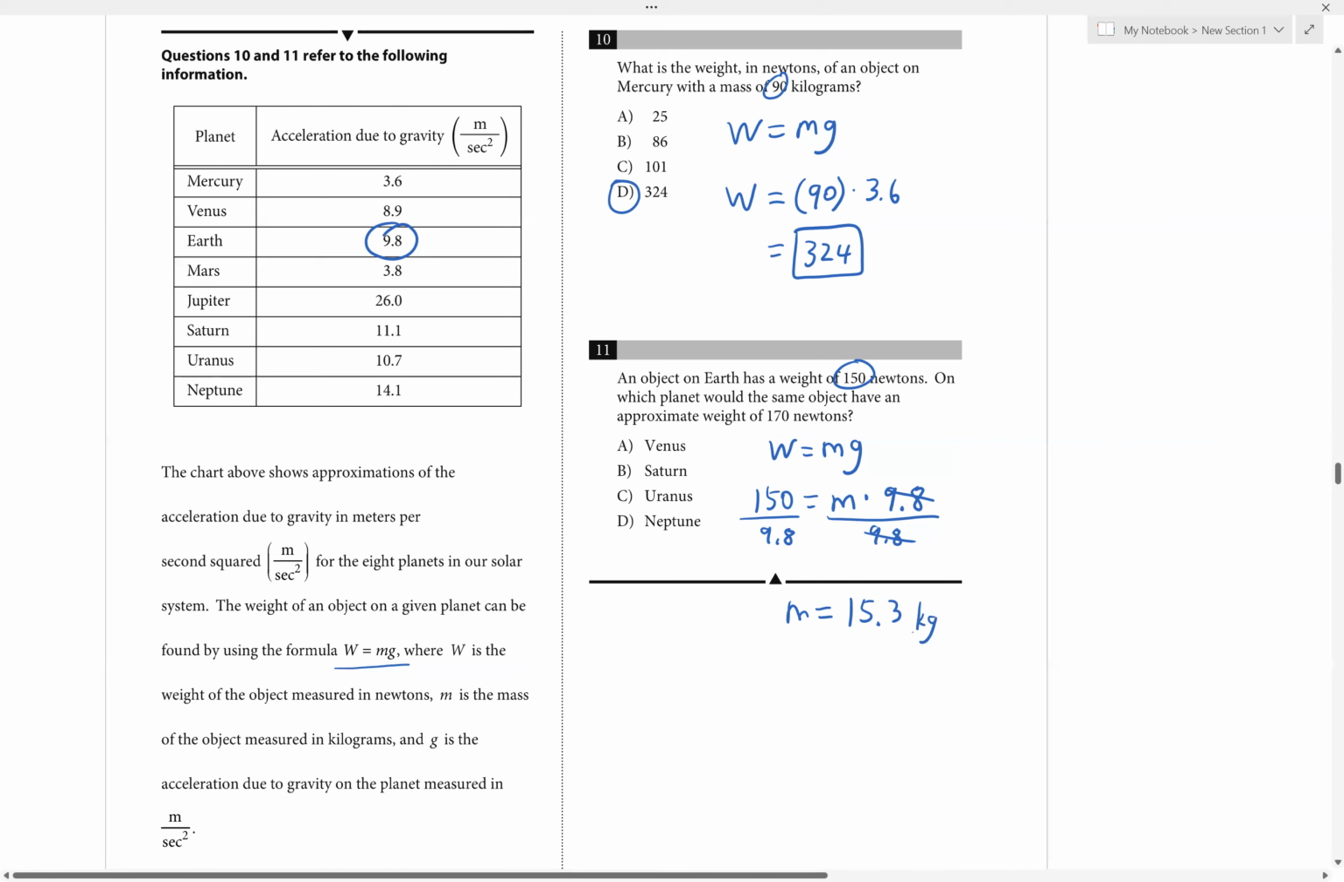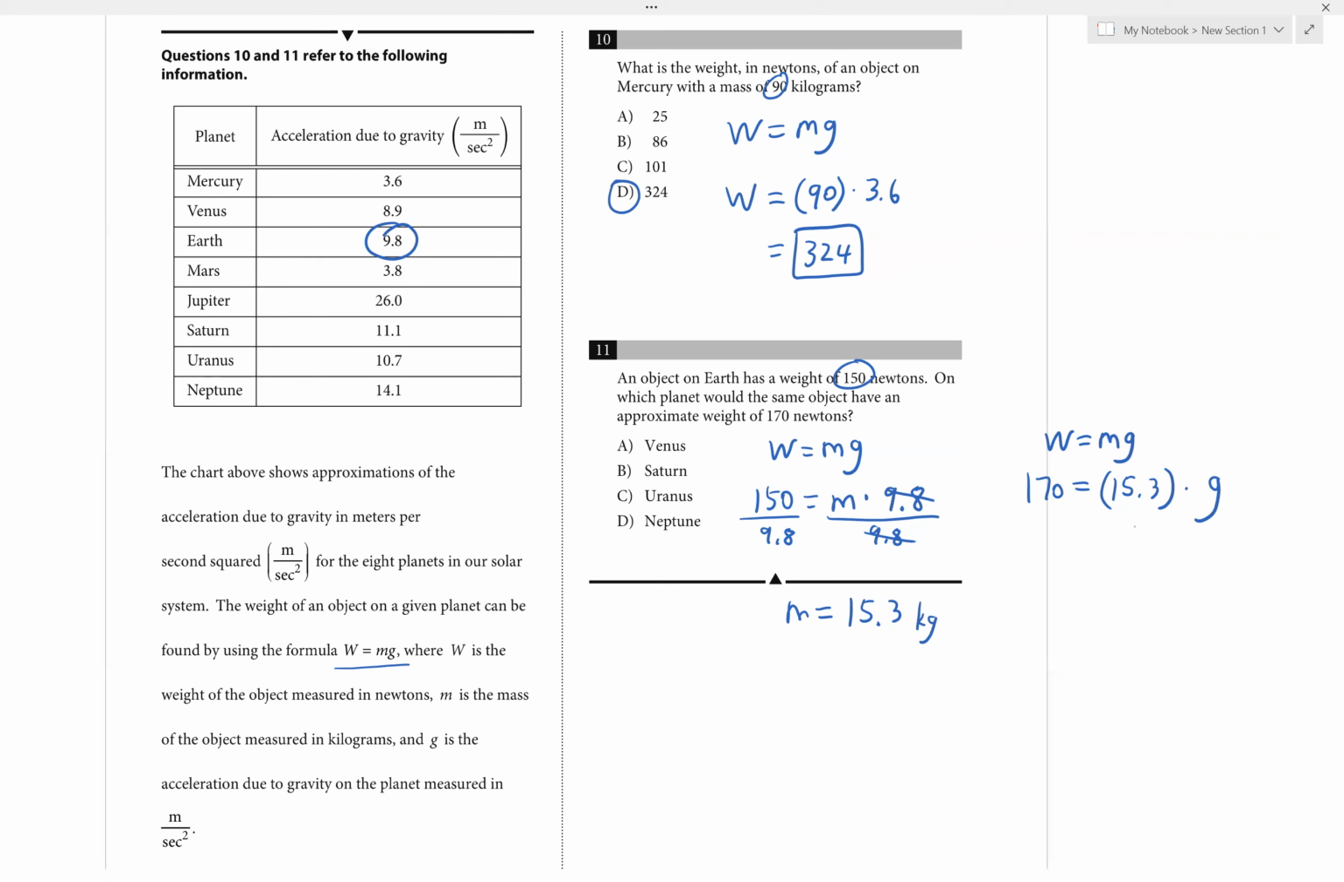All right. So once we have that, we will use the formula again. The question says if we have the same object, the weight is now 170 newtons. Plug in 170 here. The mass we know is going to be the same, 15.3. We want to figure out which planet it is. So we can solve for g. And once we have the g value, we can use that number to go to our table and try to match it with one of the planets.